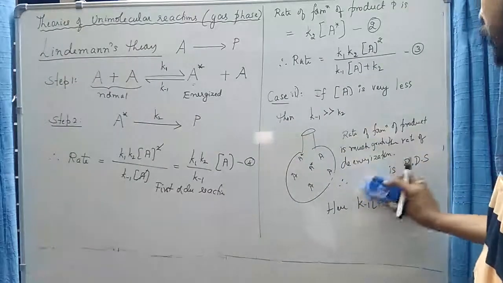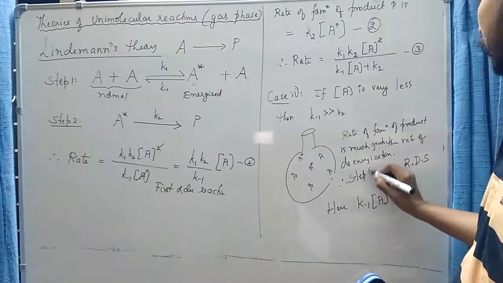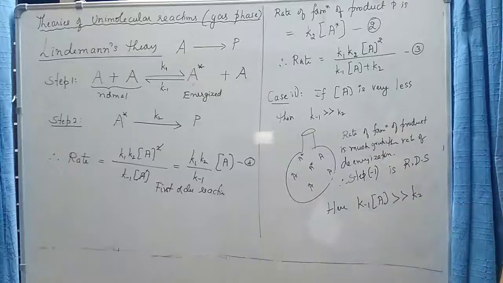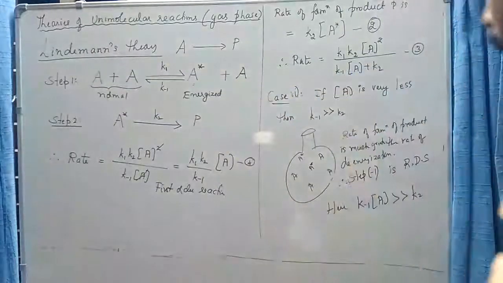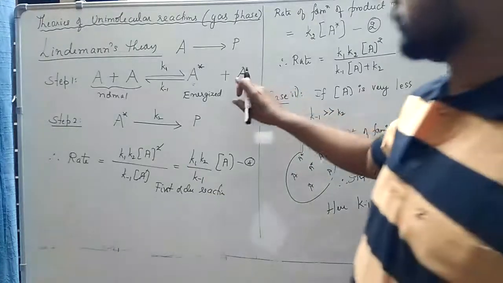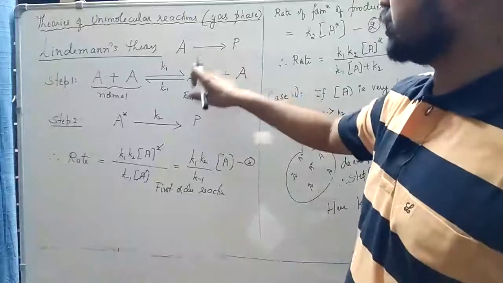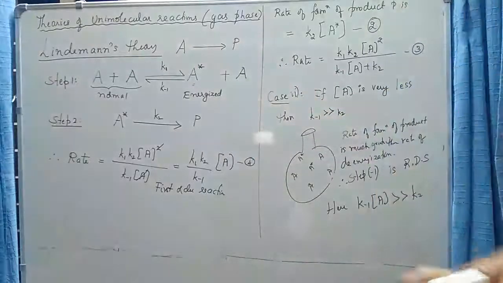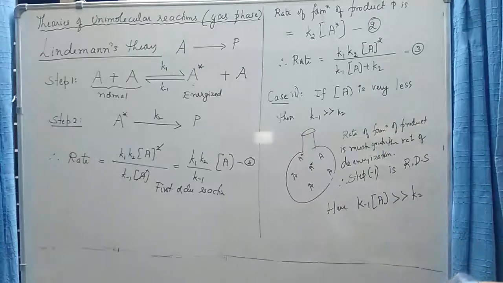The rate determining step is step -1. I say -1 representing the reverse of the first step. So step -1 is the rate determining step. And if you look at this reverse or backward step, since there are two molecules of A involved, the reaction should be a second order reaction.